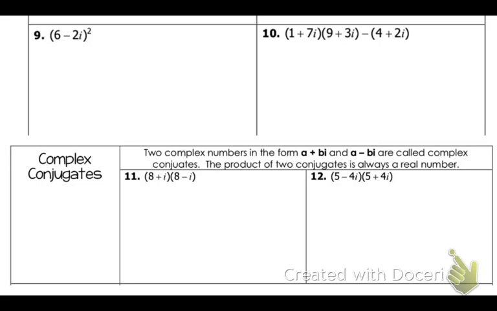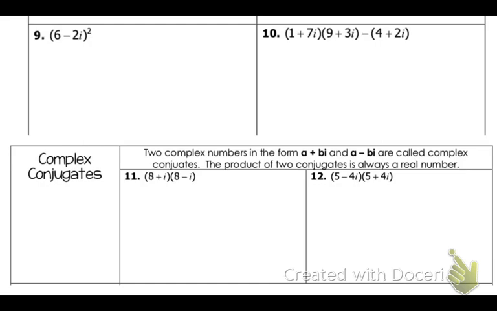So anytime you have something in the form of a plus bi and a minus bi, so if you look at number 12, these are the same exact numbers, 5 and 4i. 5 and 4i, the difference is that one's a plus, one's a minus. Anytime you have something that looks like this and you go ahead and FOIL it, your answer will be a real number, meaning that there should be no i's left over in your work.